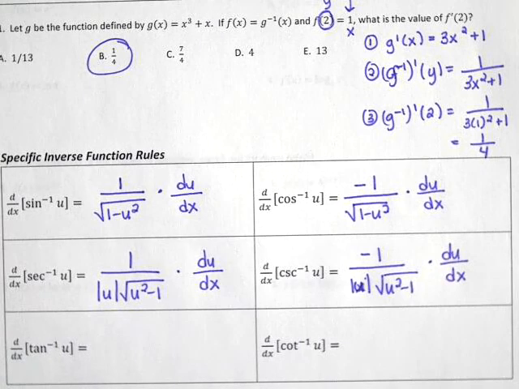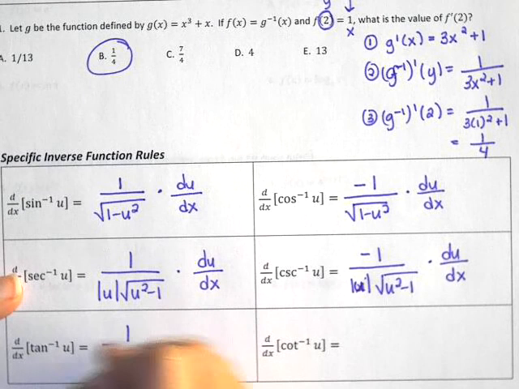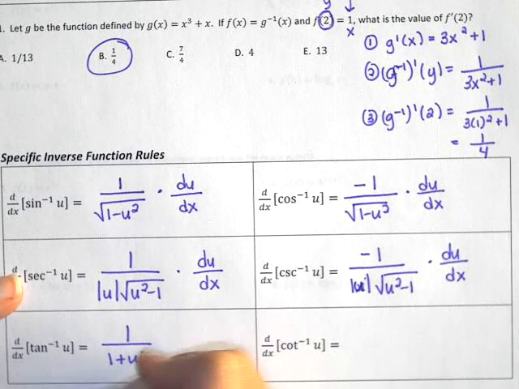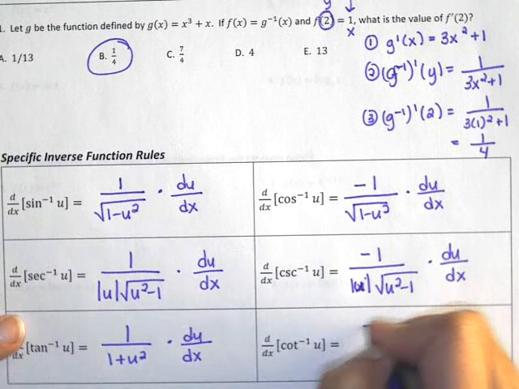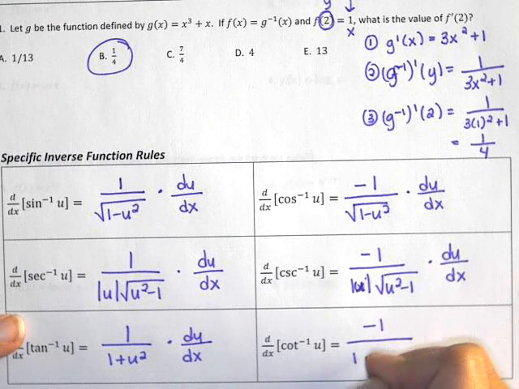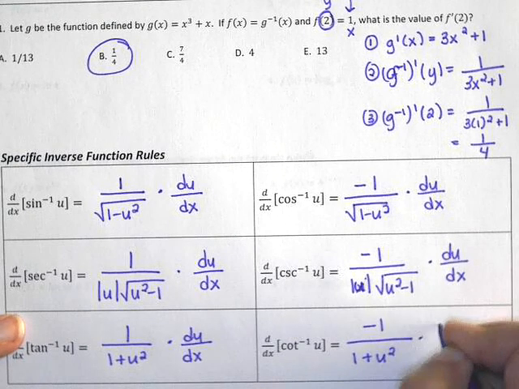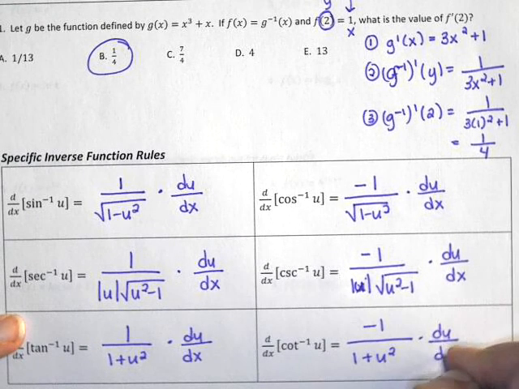Last but not least, inverse tangent would be 1 over 1 plus u squared times the derivative of the inside stuff. And inverse cotangent would be negative 1 over 1 plus u squared times the derivative of the inside stuff.